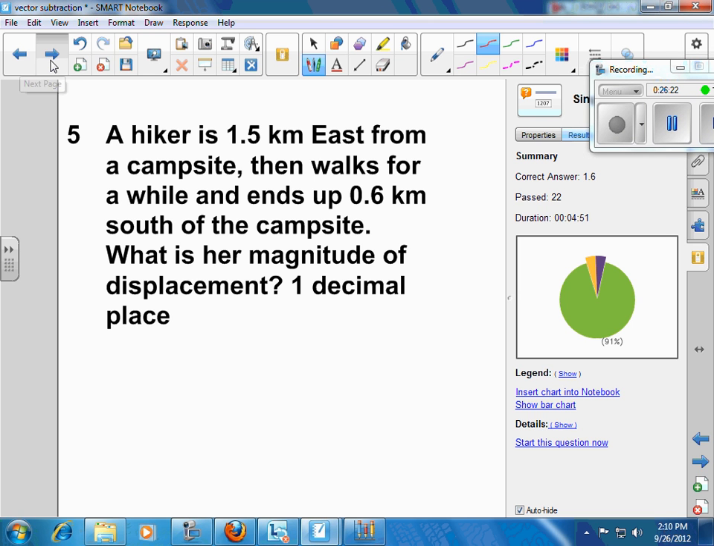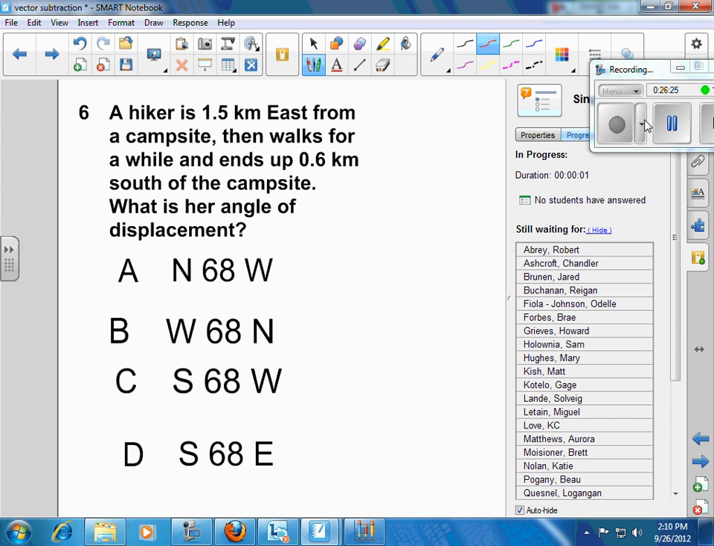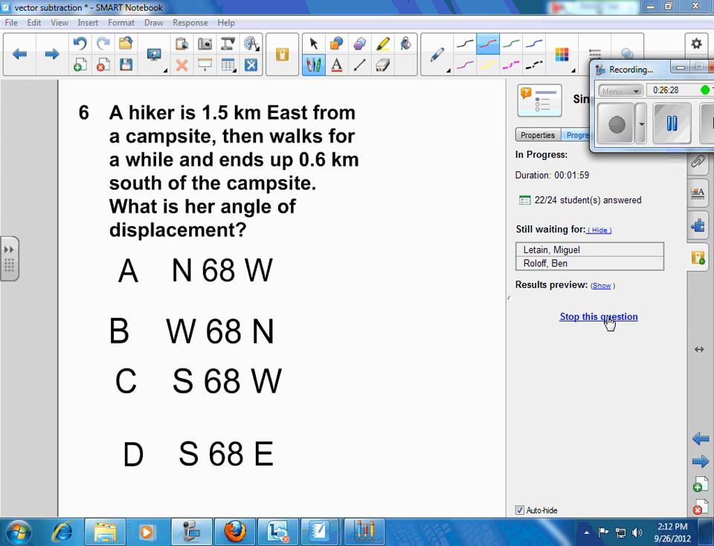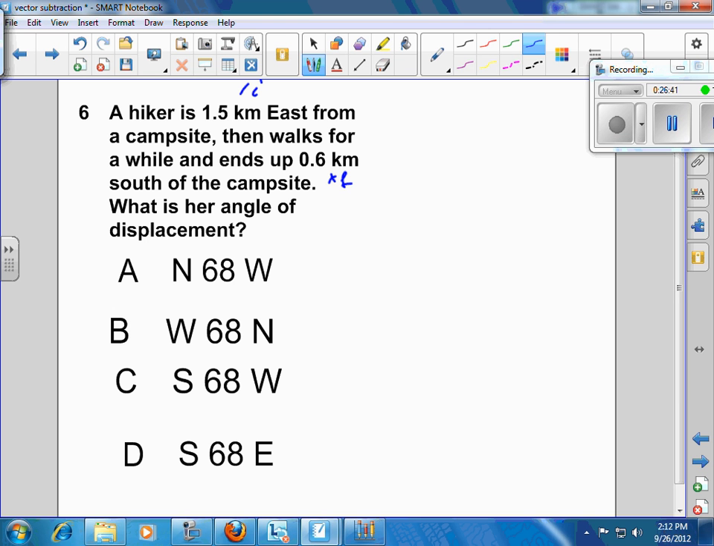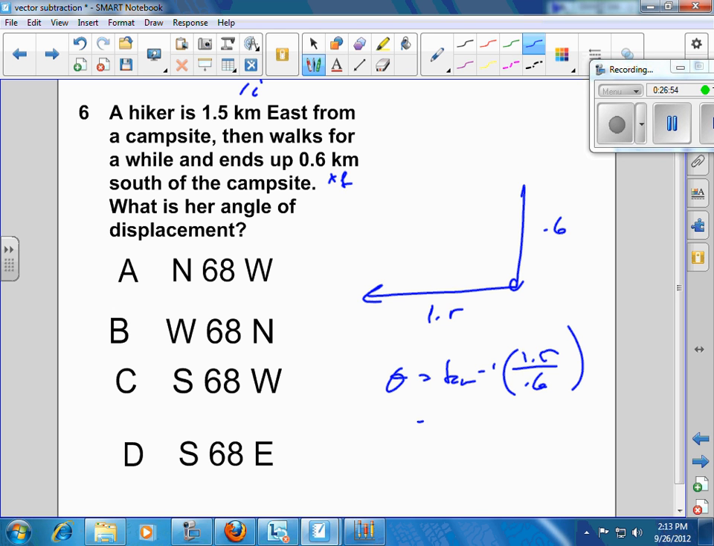Okay, let's see the angle here. What's the angle on it? Correct answer is C. 1.5 east is my initial, right? This is my final, so I go south and then I go east, so it's 0.6 and 1.5. It's inverse tan of 1.5 over 0.6, and you should get south 68 west.